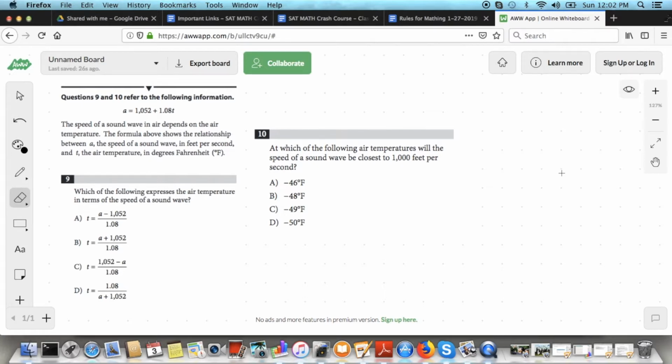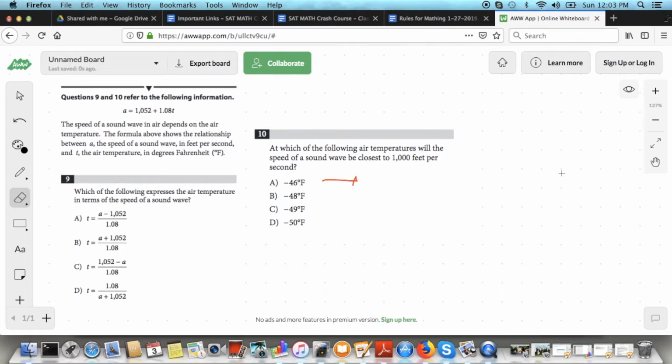Again, there's a way to do this algebraically. The speed of the sound wave is A, so I can plug in 1,000 for A and then isolate T. It's not super complicated, but I've just seen so many kids mess that up, and there's no reason to complicate this if you can just do it with arithmetic. So let's test the answer choices. A, B, C, and D are all potential values for T. Let's plug these in and see which one gives us the A, the speed of the sound wave, closest to 1,000. Okay, so let's test answer choice A.